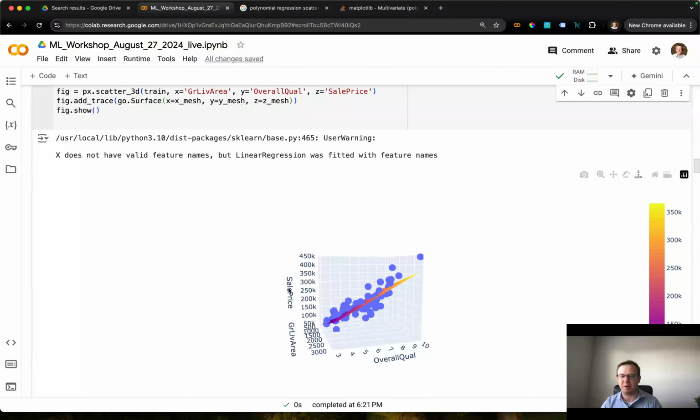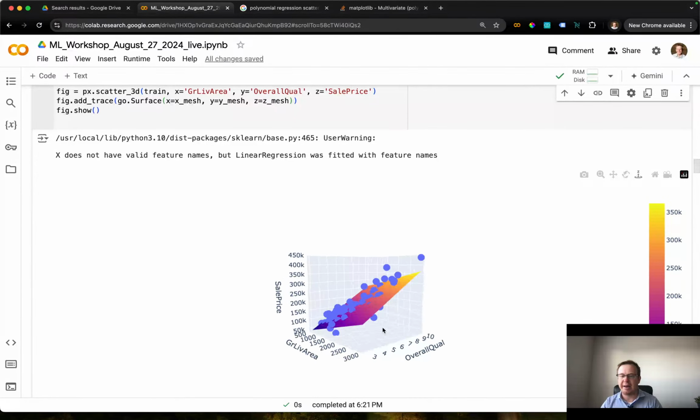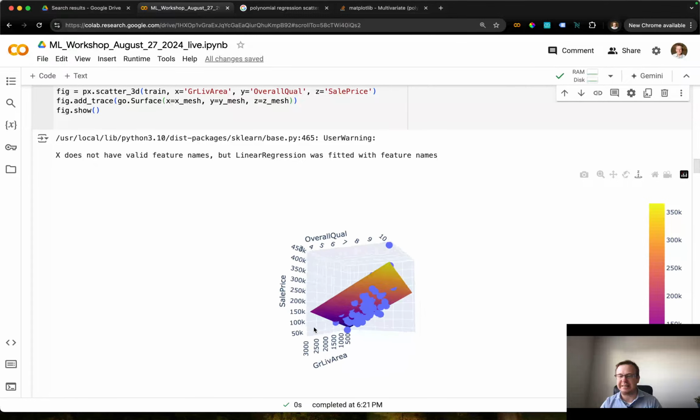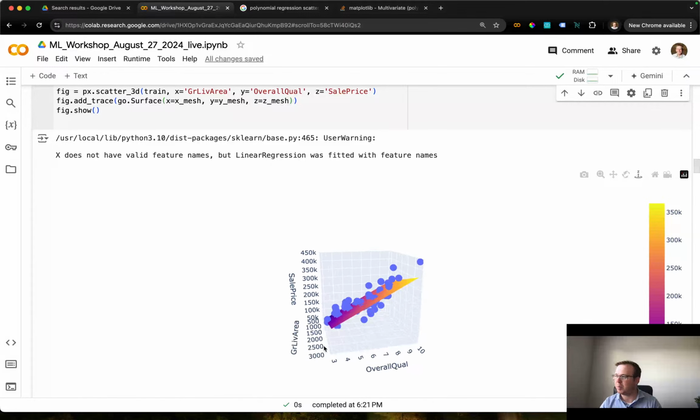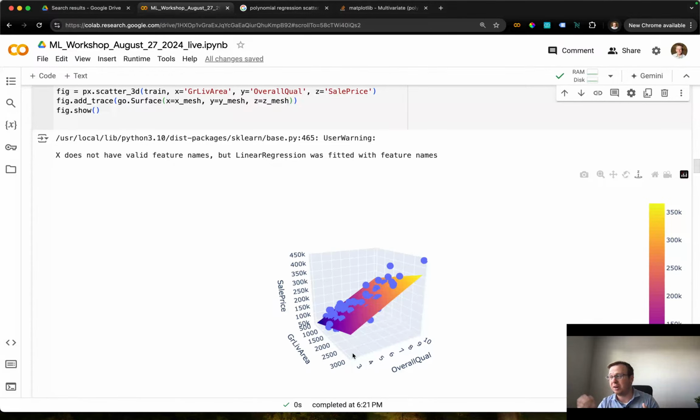Sale price is the vertical space here. And my linear regression, instead of being just a line, is now a plane fitted to this data. And if I were to add a third X variable, then I would get a hyperplane, a plane that exists in 4 dimensions, which I can't graph for you, unfortunately.